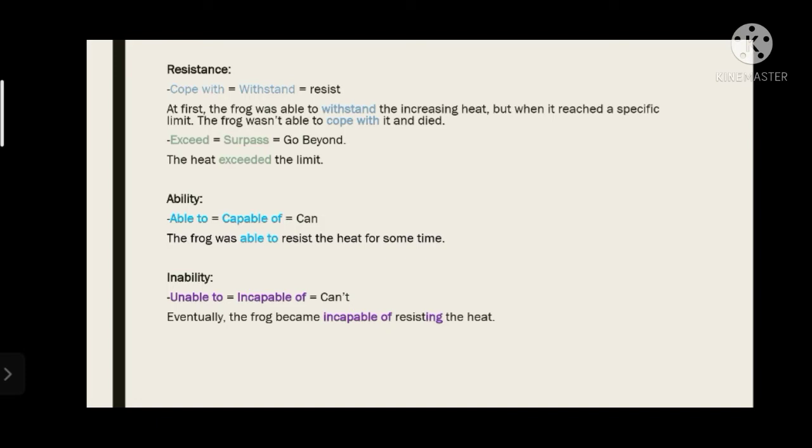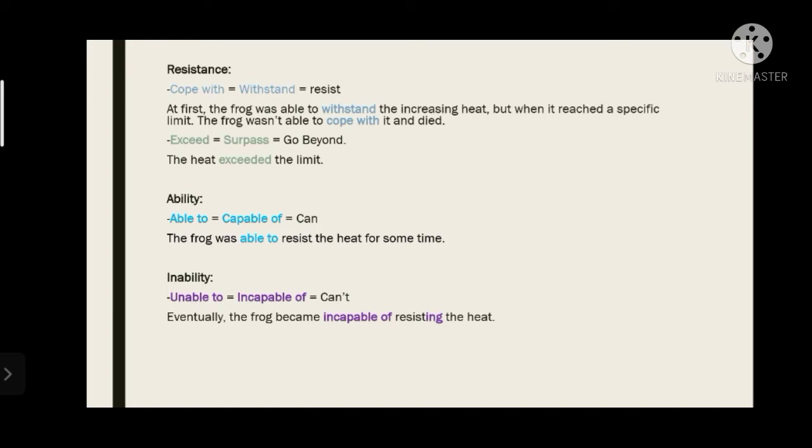We have some vocabs and phrases that we could use in order to describe resistance of a machine. We have, for example, cope with. Cope with means the same thing as withstand, means the same thing as resist. التلاتة نفس المعنى. These we can use them interchangeably. So we could say, for example, at first, the frog was able to withstand the increasing heat, but when it reached a specific limit, the frog was unable to cope with it and died.